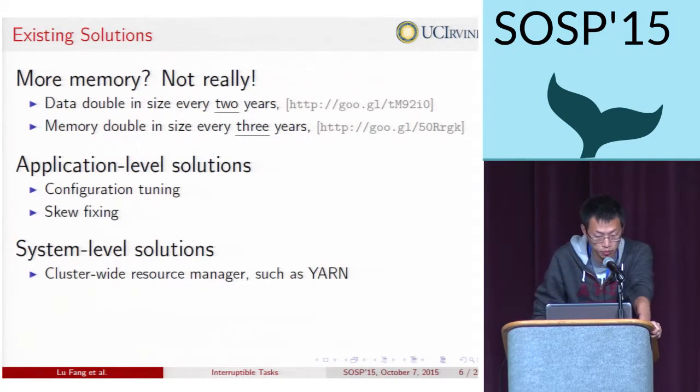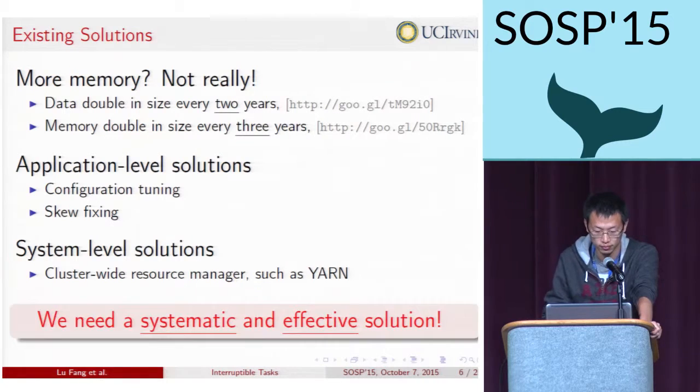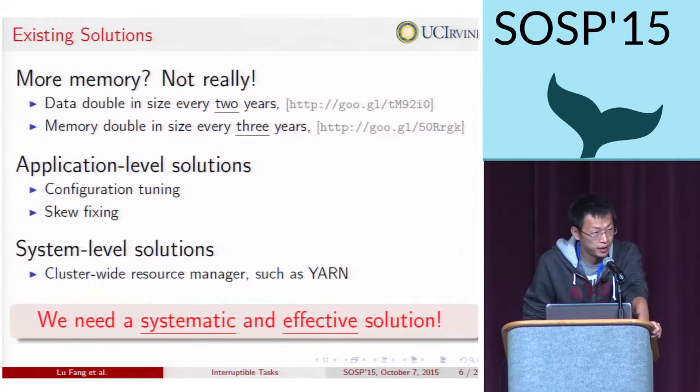At the system level, people have developed cluster-wide resource managers, such as YARN. Using this kind of resource manager, we can efficiently use the resources in the cluster. But those resource managers cannot entirely solve the problem, although they can alleviate it. When we reproduced the memory pressure problems reported on Stack Overflow with YARN enabled, we still saw the program suffer from memory pressure and crash. So we need a systematic and effective solution for the memory pressure problem.